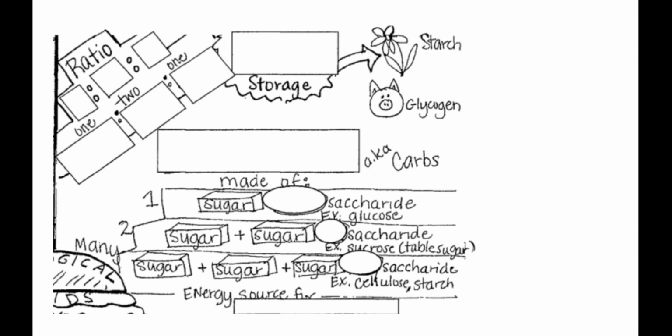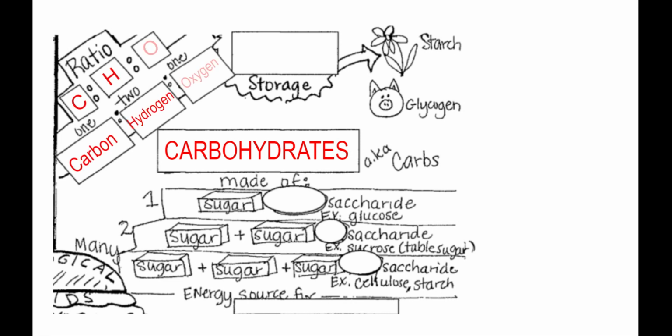The next one I want to talk about are carbohydrates. So carbohydrates, as the name suggests, are made up of carbons, hydrogens, and oxygens. And this is the structure for all carbohydrates. It's very consistently carbons, hydrogens, and oxygens. And specifically, you can find them in a ratio of 1 carbon for every 2 hydrogen for every 1 oxygen.